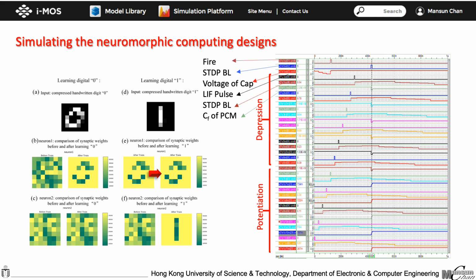After training, neuron 1 will pick up the digit 0 and neuron 2 will pick up the digit 1. The model has successfully demonstrated the capability of the network to perform self-classification of some numeric digits without supervision.